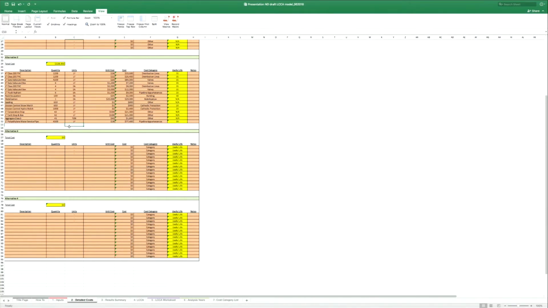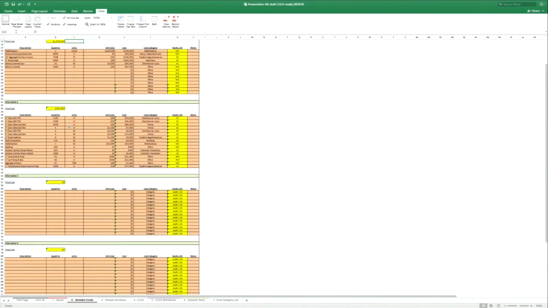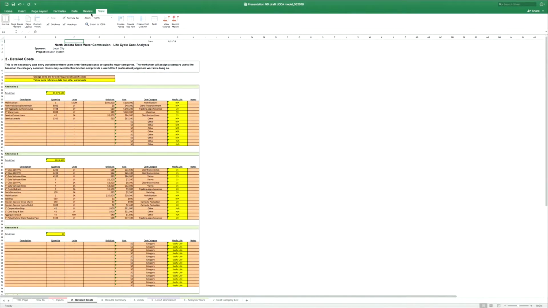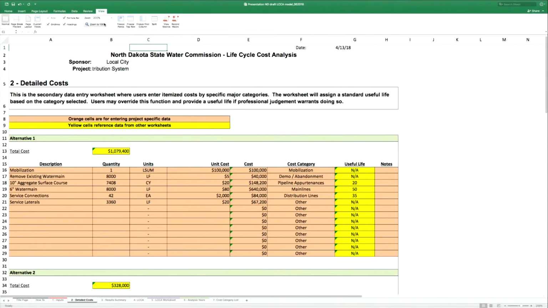Then we get into the detailed cost estimate worksheet, and I did not zoom in on this, so let me do that here. Okay. So, getting back to the total cost, this yellow cell is the one that links over to the inputs worksheet, and it's taking the sum of all of the costs in this worksheet. So we have mobilization, quantity of one, unit cost, total cost, and we do that for each of the different project components. So we have remove existing water main, 10-inch aggregate surface course, 6-inch water main, service connections, service laterals, all of this to replace the existing distribution system.